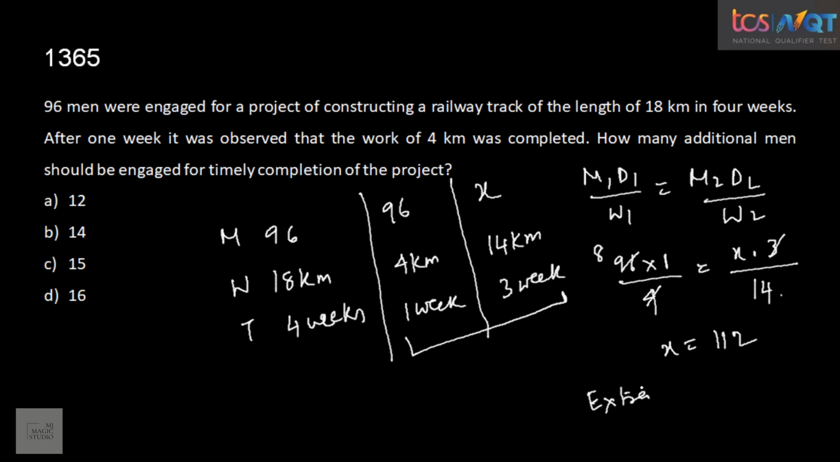So extra men or additional men required are 112 minus 96. 12 plus 4 is 16. 16 additional men would be required. Option D is the answer.